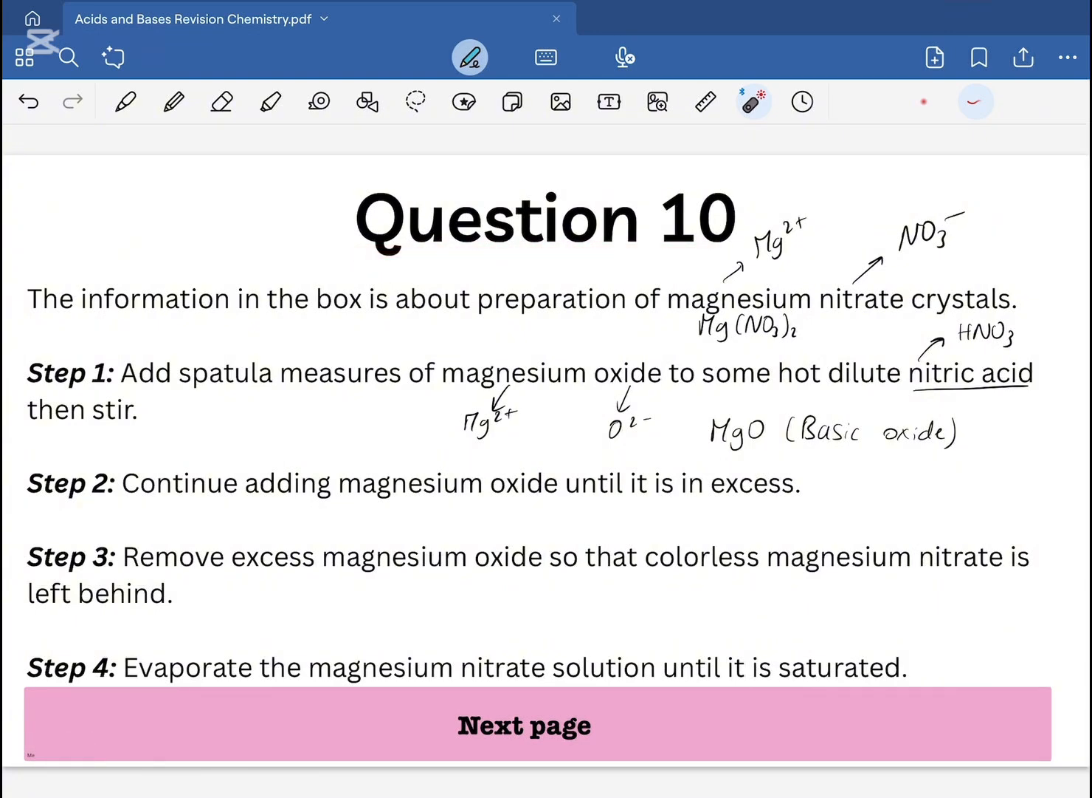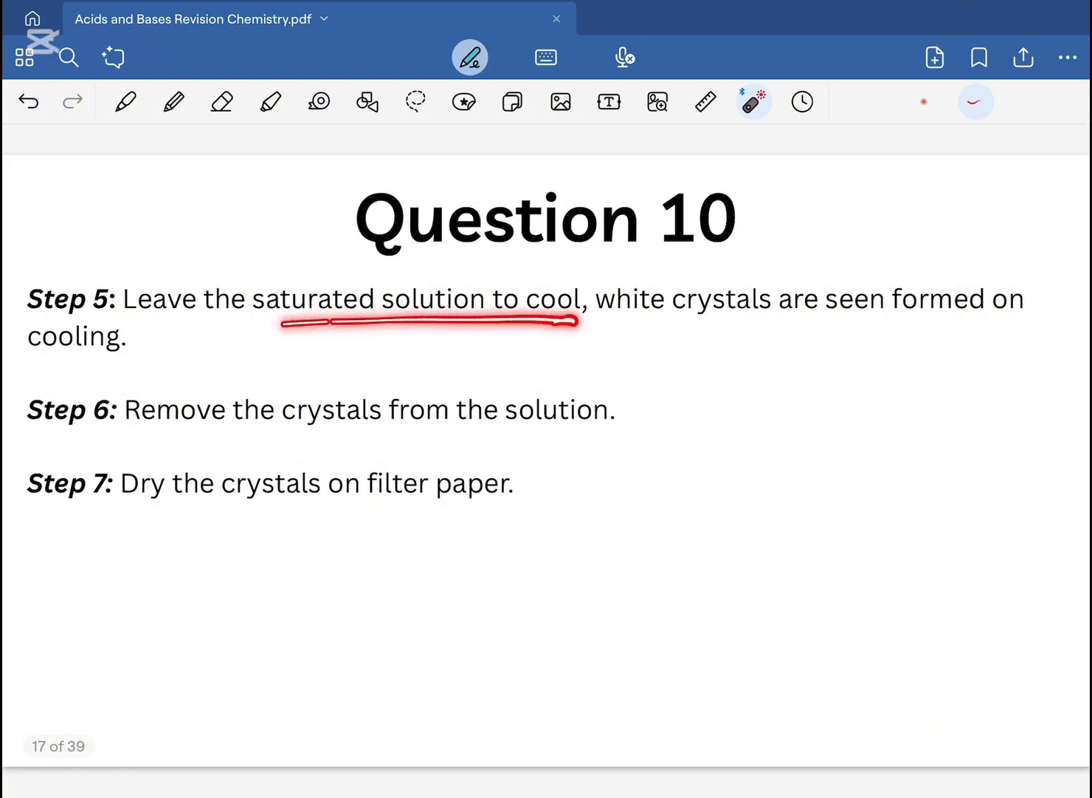Question 10. The information in the box is about the preparation of magnesium nitrate crystals. So we have steps, and magnesium nitrate has this formula. It's made up of Mg2+ and the NO3- ions. They said that they add spatula measures of magnesium oxide, the basic oxide, to some hot dilute nitric acid, and nitric acid is the HNO3, a strong acid. We have step 2, continue adding magnesium oxide, remove the excess magnesium oxide, evaporate the magnesium nitrate solution, leave the saturated solution to cool, and then remove the crystals and dry the crystals.